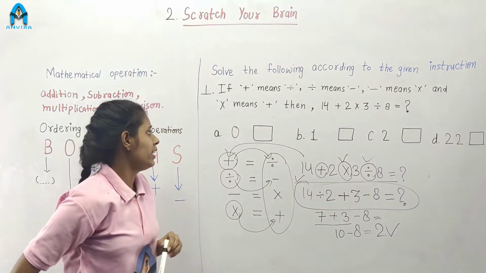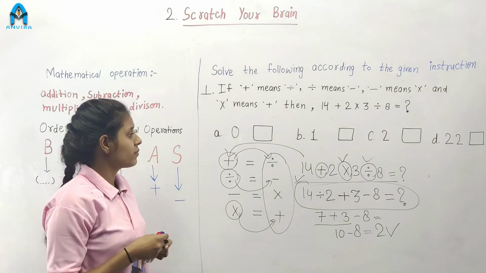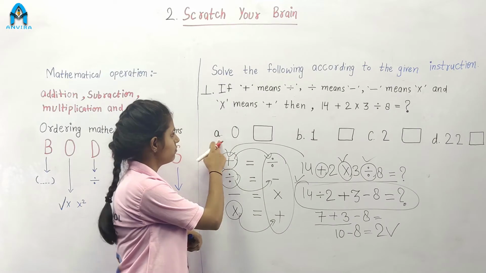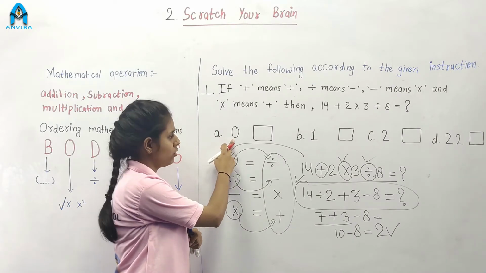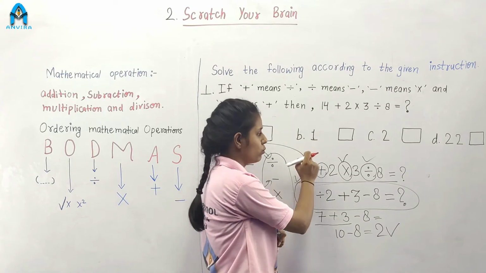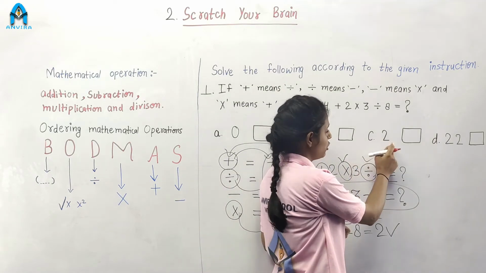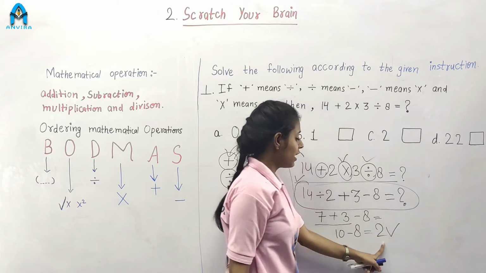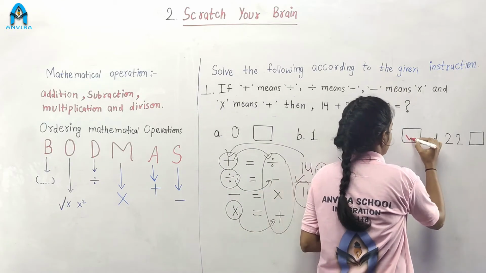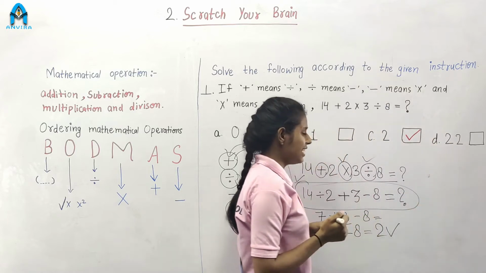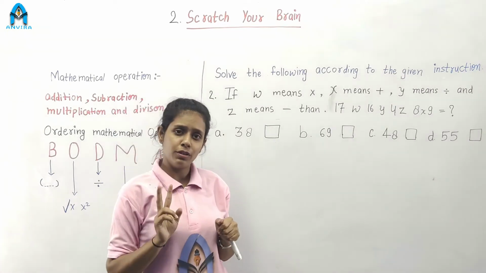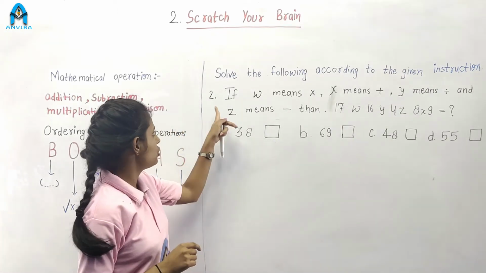So our correct answer is 2. Now find out which is our correct option. Option A, 0. No. Option B, 1. No. Option C, 2. Yes. Our correct answer is 2. So our correct option is option C. Now let's go to our next question. Question number 2. First, read the question.